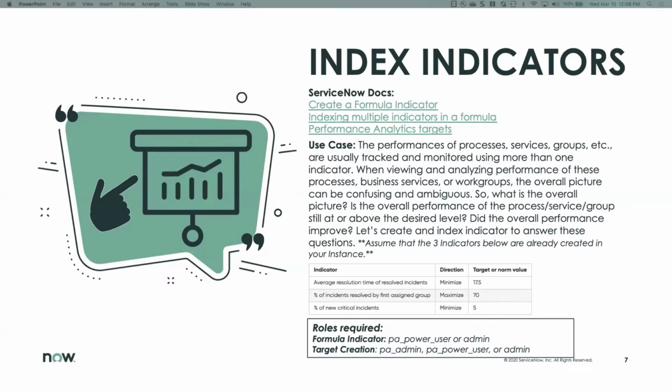The indicators that we are using are already created in our instance, and most likely in yours as well. If they're not and you actually want these, then definitely hit me up on the community, and I'll walk you through actually creating those as well. But these are the 3 indicators that we're going to use today inside of our index indicator. And then there are our directions, and there are our targets that we're going to set for each one of those. And these are the roles that are required. No different than a regular formula. That's the role that you're going to need. And of course, we're going to create some targets, so there are the roles that you're going to need for that. So with that in mind, let's start creating.